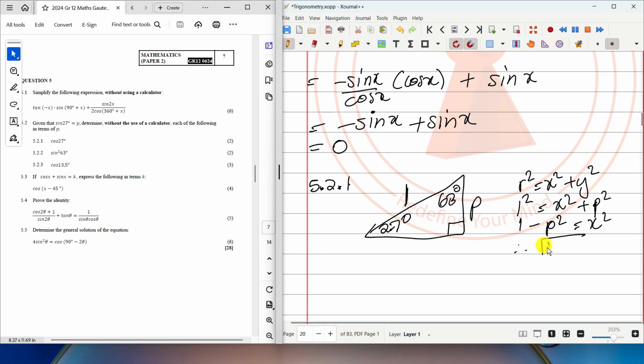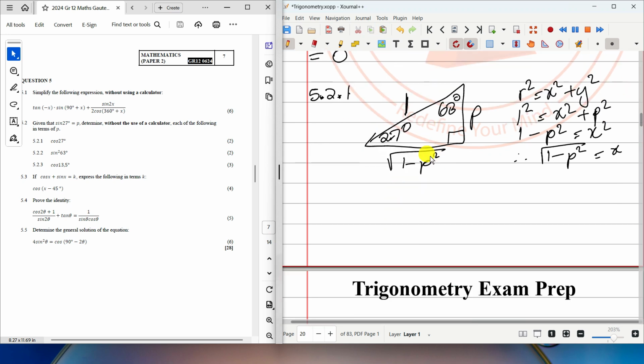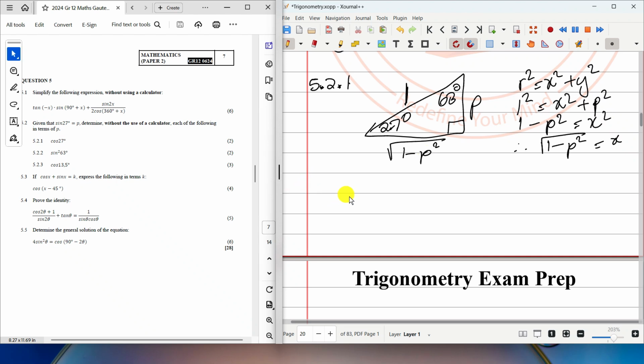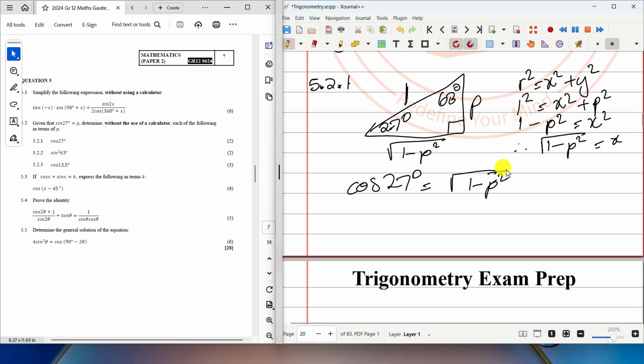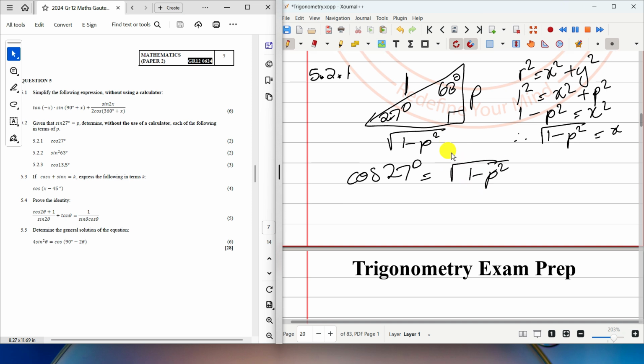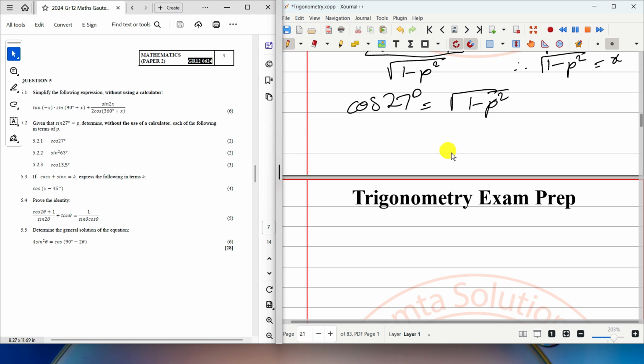Therefore, the square root of 1 minus p squared is equal to x. Therefore, this part here is the square root of 1 minus p squared. Okay? Perfect. Now, to answer the question, it said we must look for cos 27 degrees. So what is cos 27 degrees? It is the square root of 1 minus p squared, isn't it? It is the square root of 1 minus p squared.